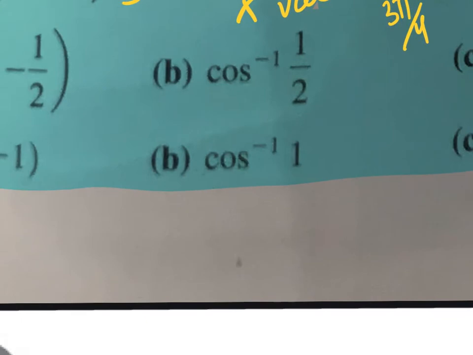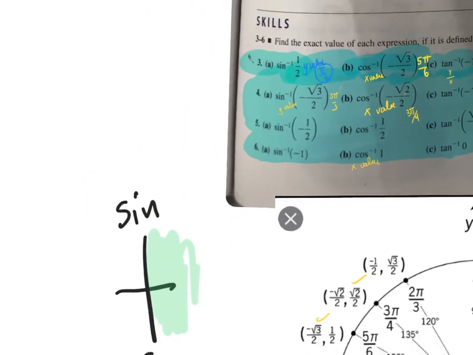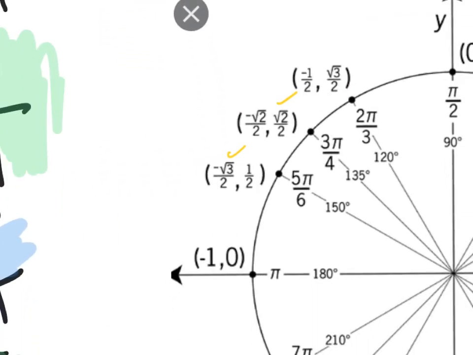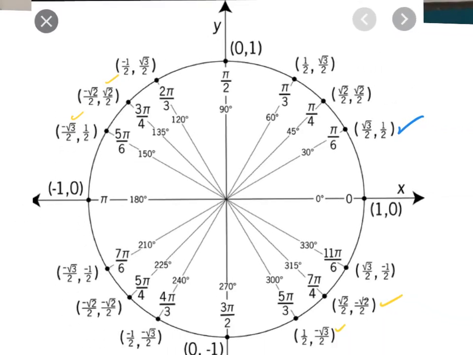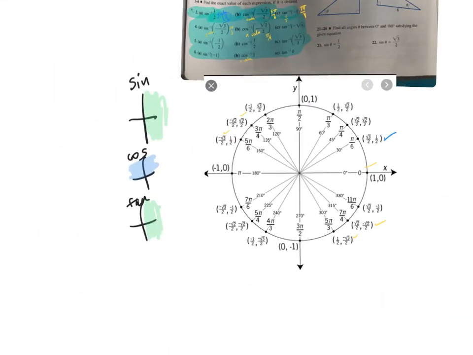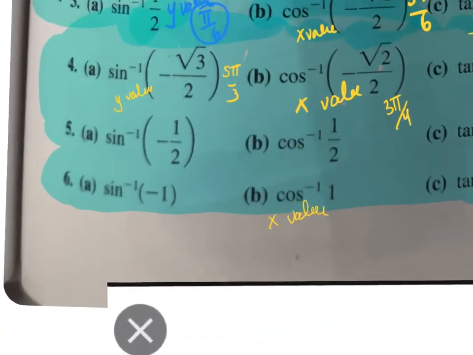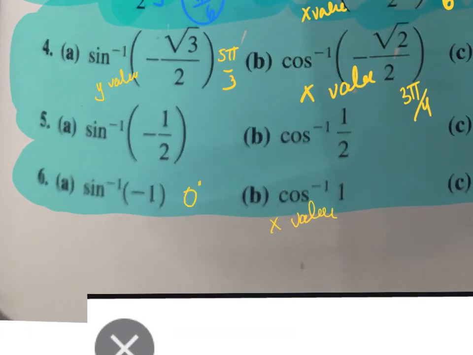Again, like here, where's cosine? Cosine's x value. Where's cosine positive 1? Well, remember, we look for cosine, we look in the top. So where is my x value positive 1 in the first quadrant? It's right here at 0. So it would be 0 degrees. You can also call that 0 pi, however you want to look at it.